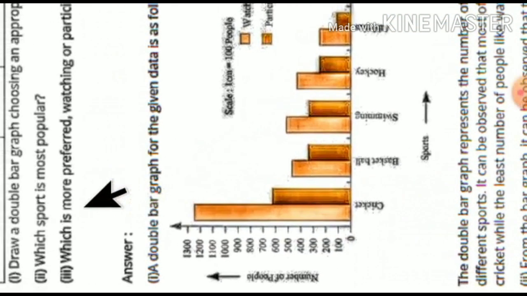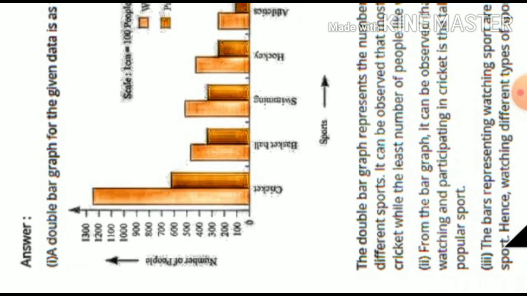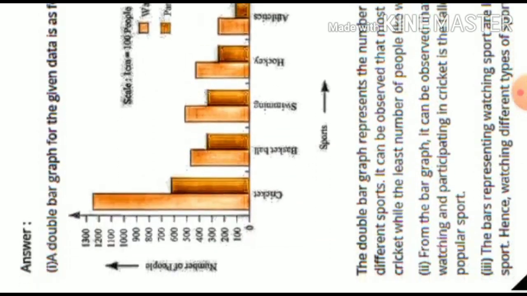Now third question. Which is more preferred, watching or participating in sports? Now in all the bar graphs we can see that the watching bar is longer, taller than the participating bar. So we can see the bars representing watching sports are longer than the bars representing participating in the sports. Hence watching different types of sports is more preferred than participating in the sports.